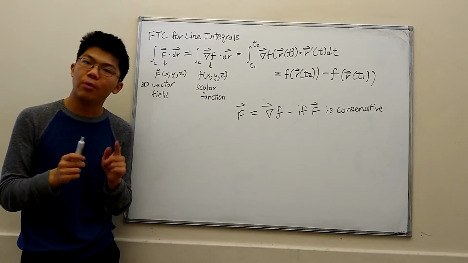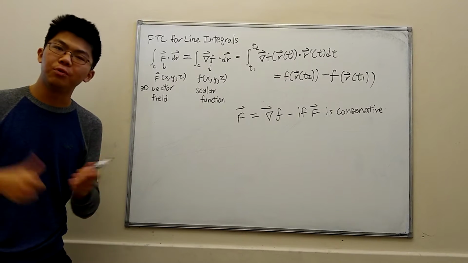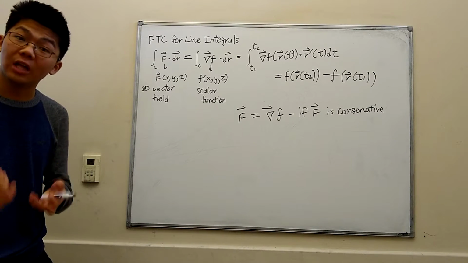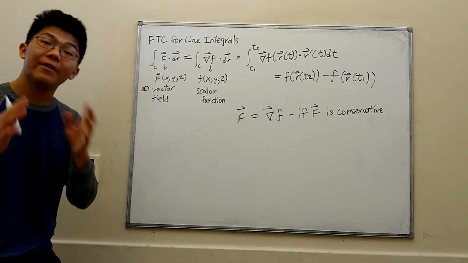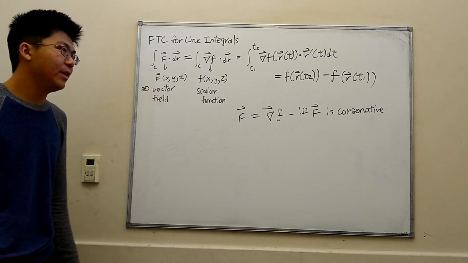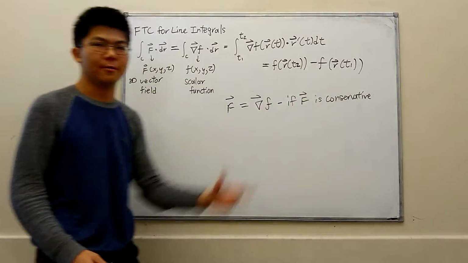In chapter 16.2, when we computed the line integral, we needed to do the brute force method, and it took a long time. Now, if the field is conservative, we have a much easier time with this. We can directly use the fundamental theorem to give us the answer.